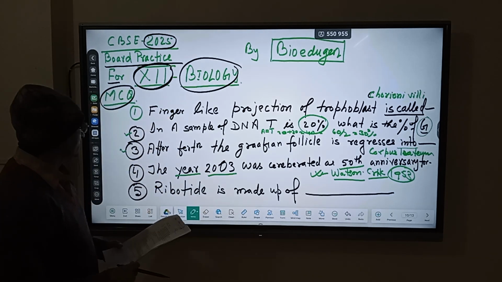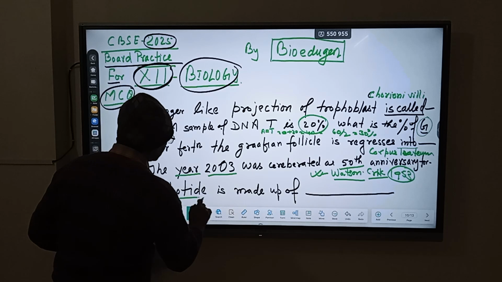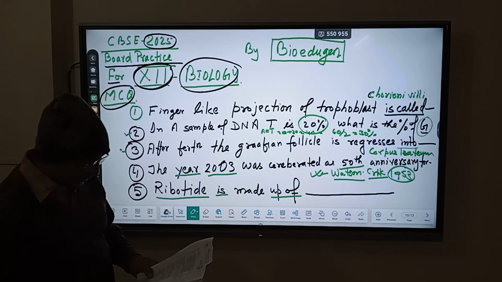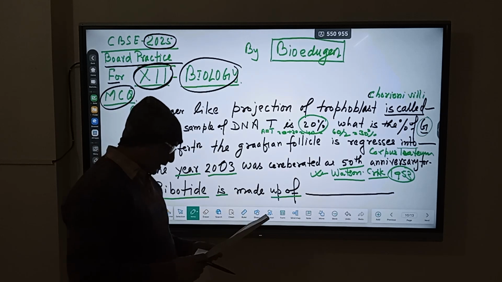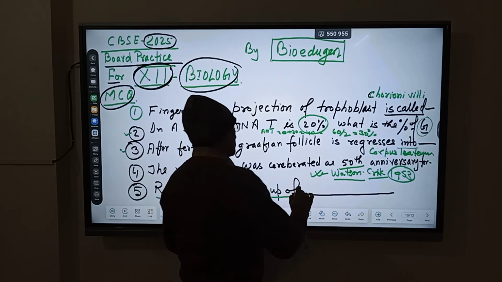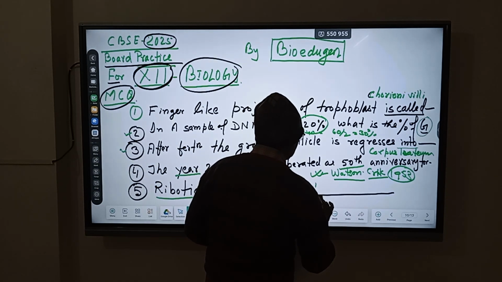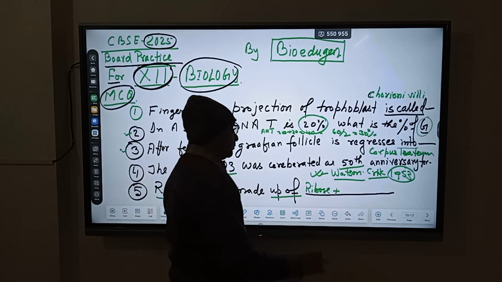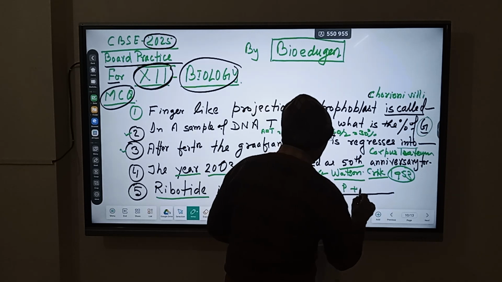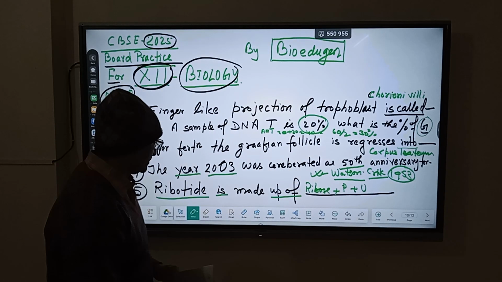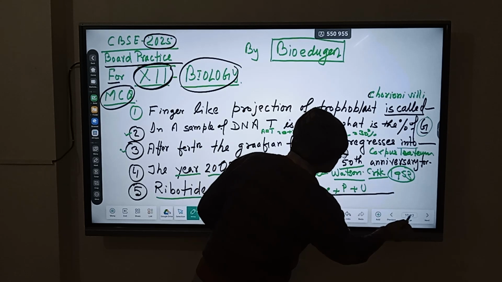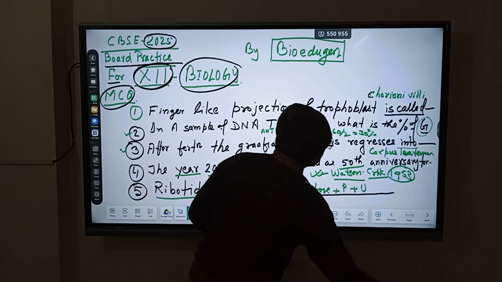Now the next question is: what are the constituents of a ribotide? A ribotide is made up of ribose sugar. Your correct answer will be ribose sugar, phosphate and nitrogenous bases, not DNA or RNA. So in this way, you can correct your answer.